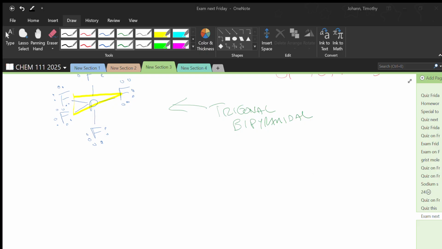We've got PF6. I don't want to do that one just yet. I want to do sulfur tetrafluoride instead. Well, this is interesting. What's going on here? What does this look like to you? Trigonal bipyramidal, but with a pair of electrons right here. Okay, and that's what's going on. We'll draw the Lewis dot structure in a second.